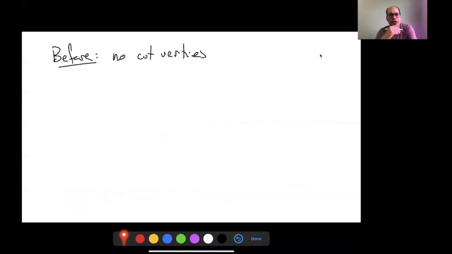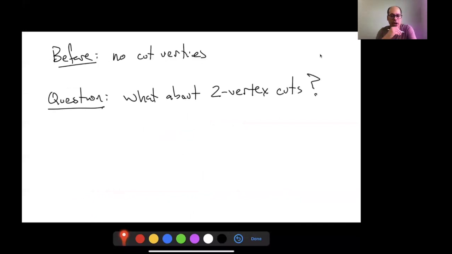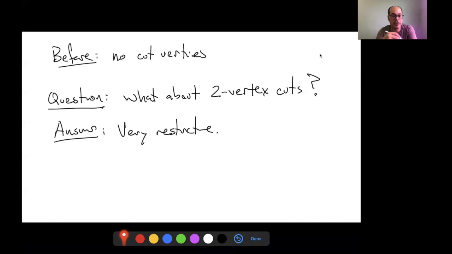Okay, so now for the next result of interest, recall before we showed that if you have a k critical graph, then it can't have any cut vertices. It has to be a so-called block, non-separable. Now, what if instead of removing one vertex and making it disconnected, you could remove two and get it disconnected? Could you find such things? The answer is yes, but finding such a pair of vertices that gives you a true vertex cut turns out to be very restrictive if you have a k critical graph.